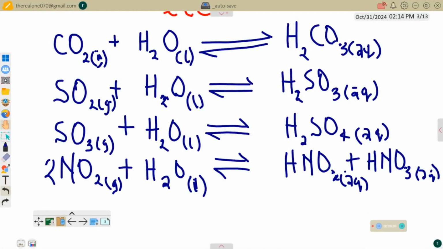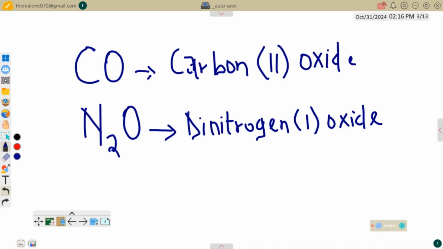However, there are some non-metals that combine with oxygen, but they don't form acidic oxide. They form neutral oxide. So that is to say, there are some non-metallic oxides which are not acidic, but they are neutral. That is, they don't have any effect on litmus paper. They don't behave like an acid nor like a base. Examples of such non-metallic oxides are the following. So these are the two examples. We have carbon(II) oxide, which is also known as carbon monoxide. This is neutral. And then we have dinitrogen(I) oxide, that's N2O, which is our popular laughing gas. So these two are neutral oxides. They are neither acid nor base.